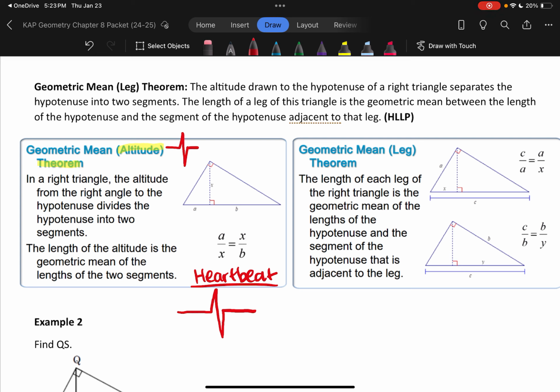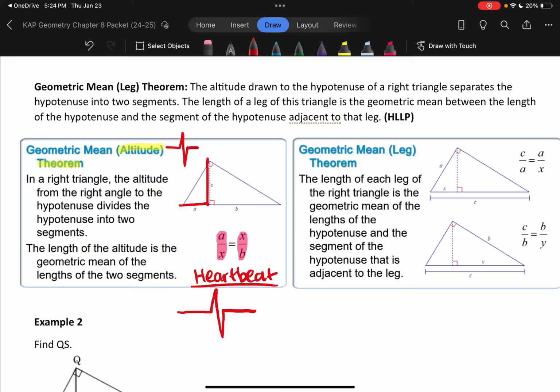So I want you to pay attention to this proportion right here: A over x is equal to x over B. I'm going to walk you through the heartbeat path that builds that equation. Starting with the very left here, anytime they're asking for an altitude, I'm going to start with the left piece. This is A, so that's the left side of my equation. If I follow up as a heartbeat, now I have A over x.